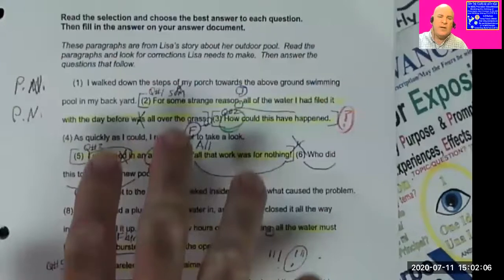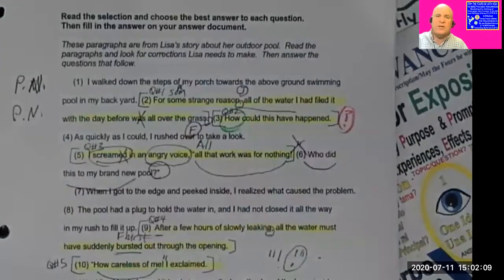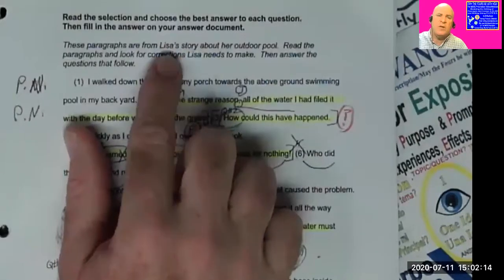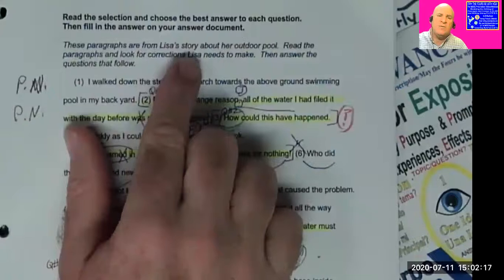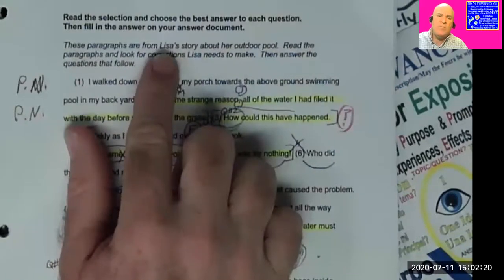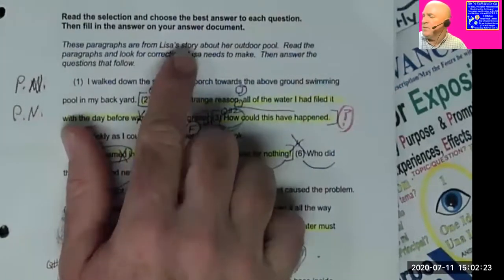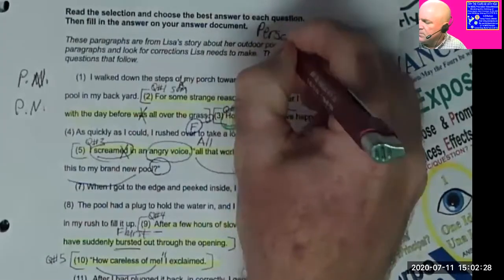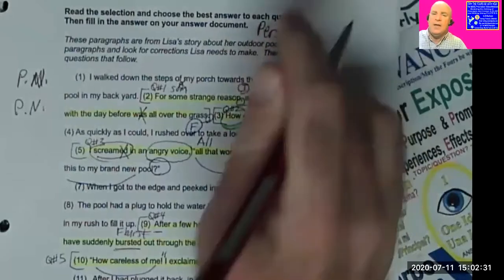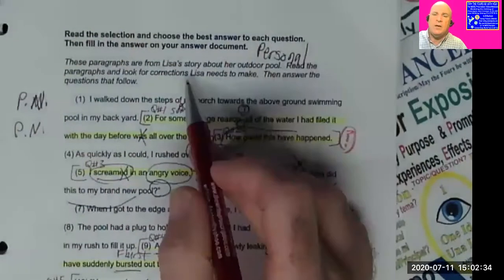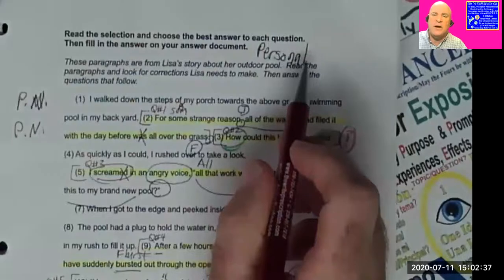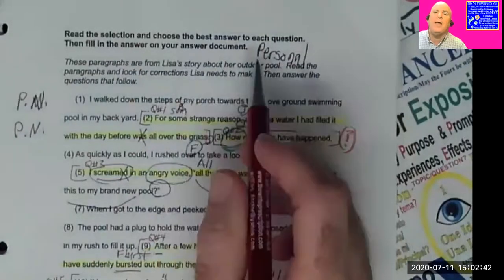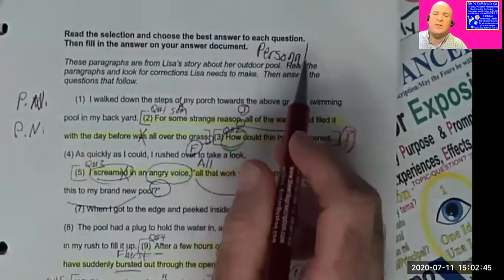And this story, because if you look at the purpose, just happens to be a personal narrative, because a personal narrative is a story that someone wrote about themselves. So this is a story that Lisa wrote about herself. So personal, think of it like this. A person, me, actually lived out this, or since Lisa is not a real person, they don't know that I'm making this up, so actually lied about it.